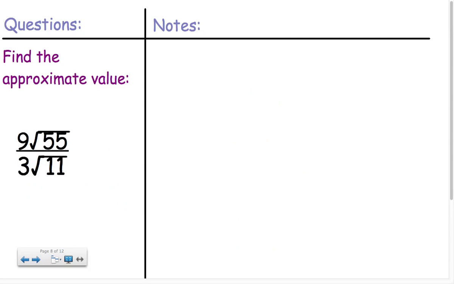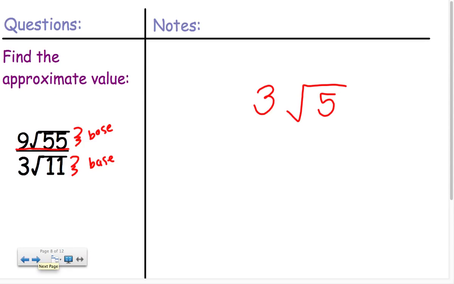Alright, so we have 9 square root 55 divided by 3 square root 11. Now this time our bases, the square root of 55 and the square root of 11, are not the same. So that means I have to do the operation in the problem, which is division. So 55 divided by 11 is 5. And then I have to do the same operation with the 9 and 3. 9 divided by 3 is 3.